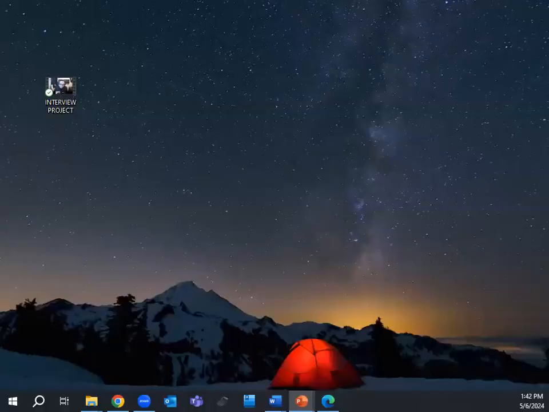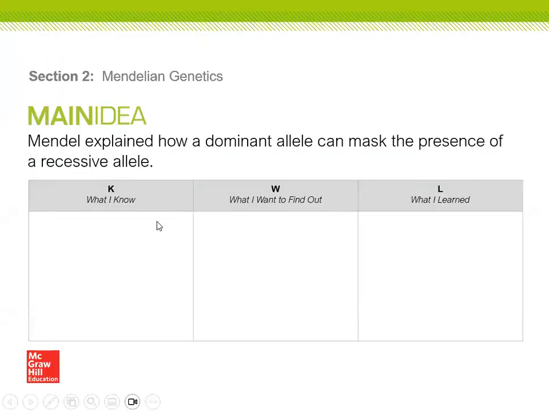Okay, so we're going to start mixing it up a little bit here. And we're going to start looking at some more specific real world examples. So where we're starting today is section 2. We're going to be looking at Mendelian genetics.